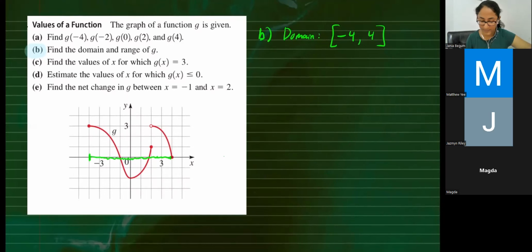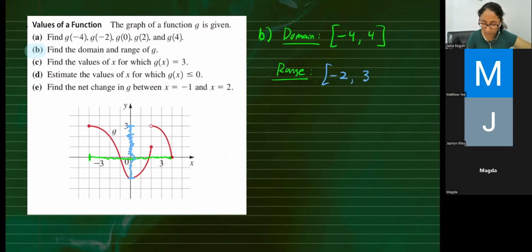Now, what about the range? What do you guys think? So for range, you look at the y values, right? The y-axis from lowest to highest. So it's here, right? All of this, the graph exists up to here. So the range is -2 all the way to 3.